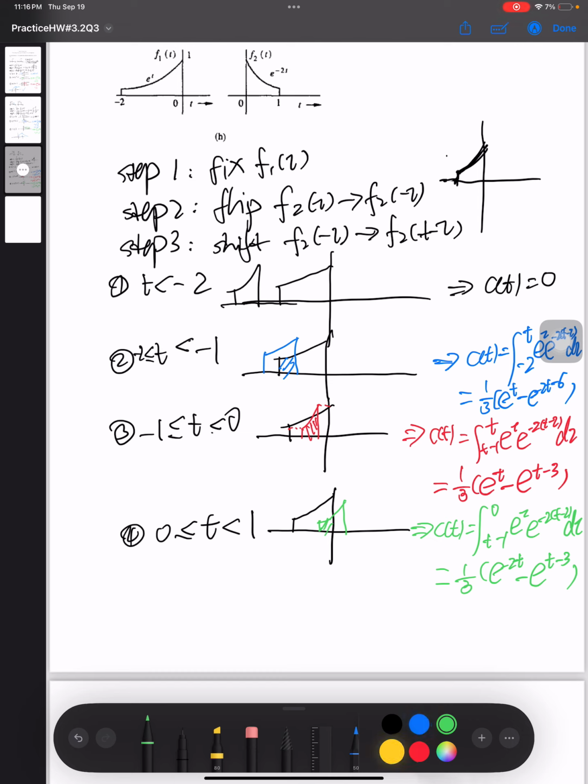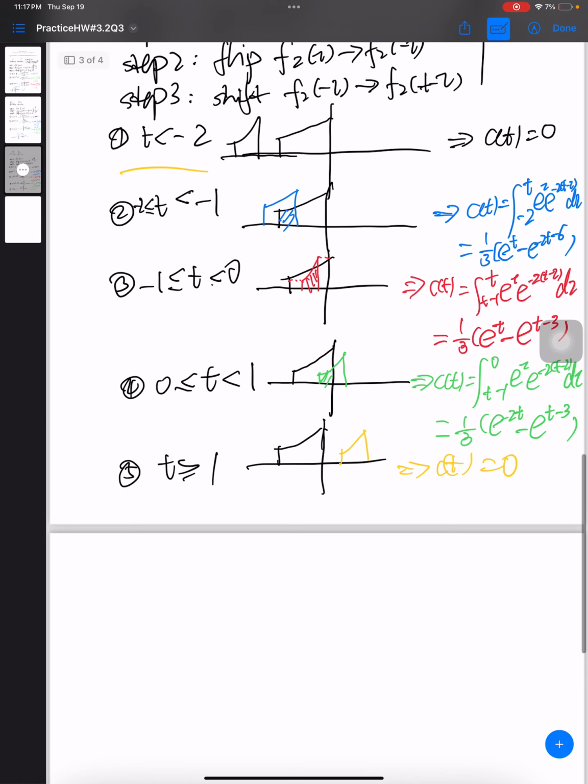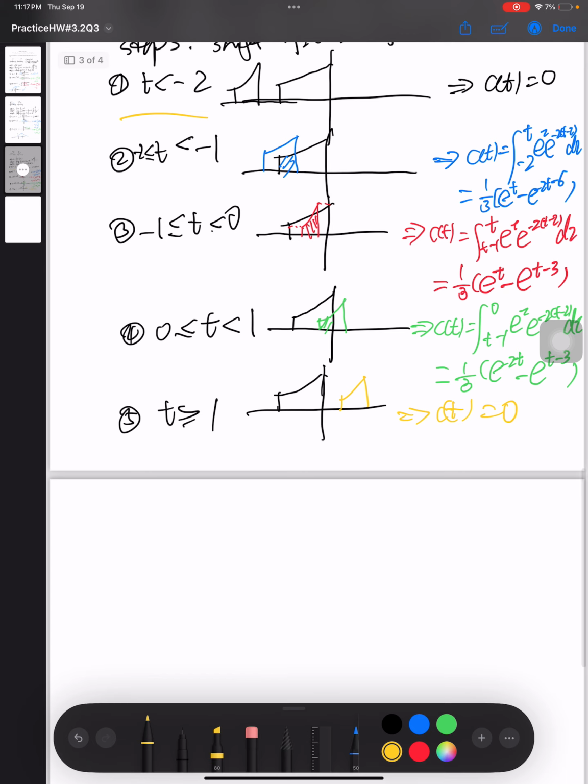And the last situation is t larger than or equal to 1, there is no overlap at all. So it's going to look like this again. It's the same as the first one, so this c(t) just directly equals 0. So based on these 5 situations, we can plot the final results.